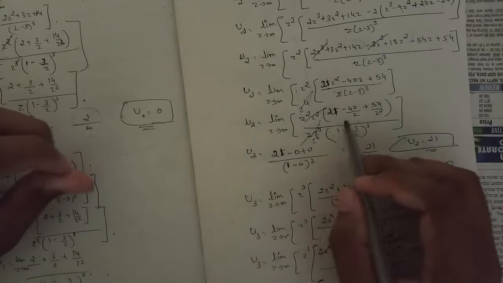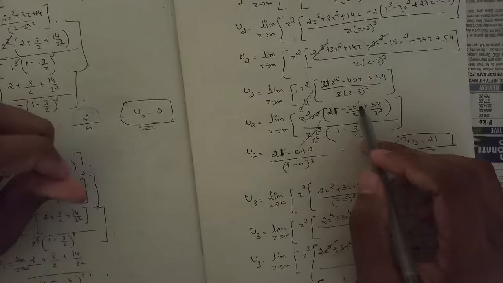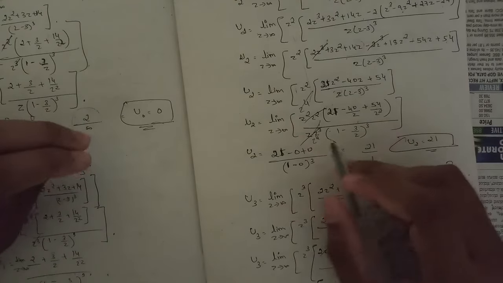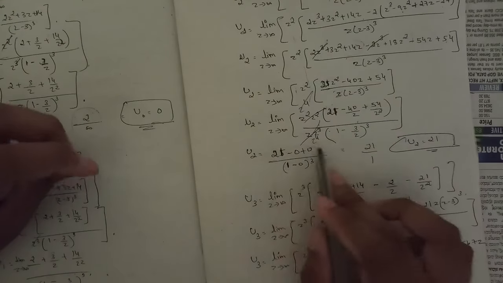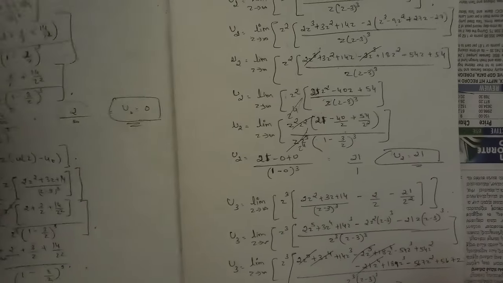So the remaining terms are 21 and 40. Substitute the limit, that is, it becomes 40 by infinity. Anything by infinity is 0. We get it as 21 by 1, and after that we get the value of u2 as 21.